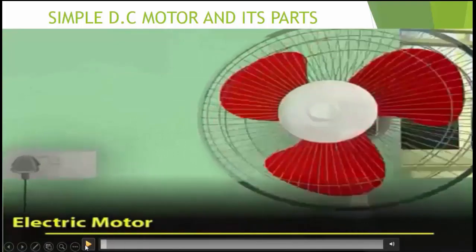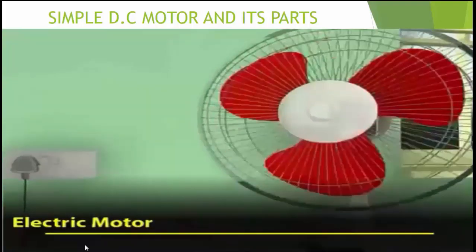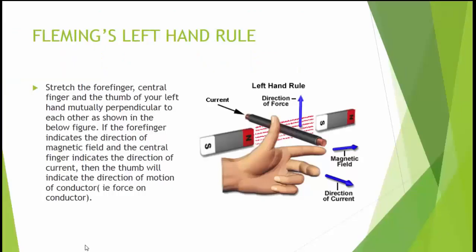So the direction of the force is determined by Fleming's left hand rule. Let's see what this Fleming's left hand rule states. If you put out your left hand in this form, that the thumb, the forefinger and the middle finger are perpendicular to each other, then what? If the forefinger points to the direction of magnetic field and the middle finger points to the direction of current, then the thumb shows the direction of force exerted.